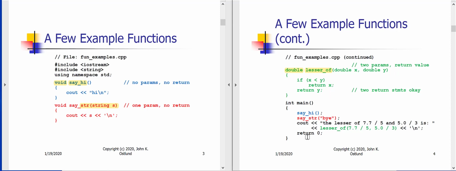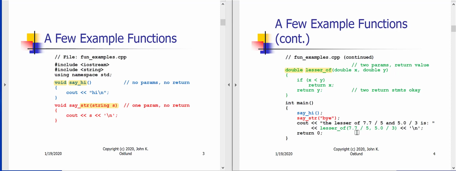All right, so here's a main function that is going to invoke these three functions that we have defined above main. sayHi simply calls hi, which displays a line containing hi with a new line character. sayStr displays the string literal "bye". The C string "bye" becomes the initial value for the parameter variable s, and we're going to display the value of s on a new line.